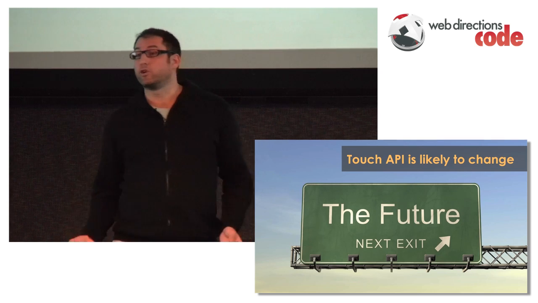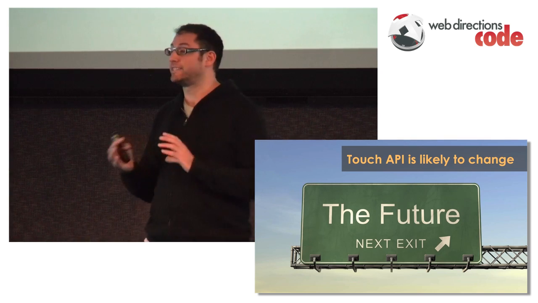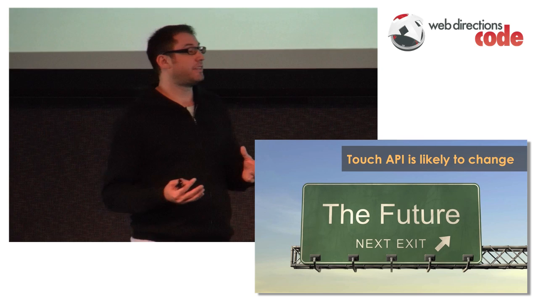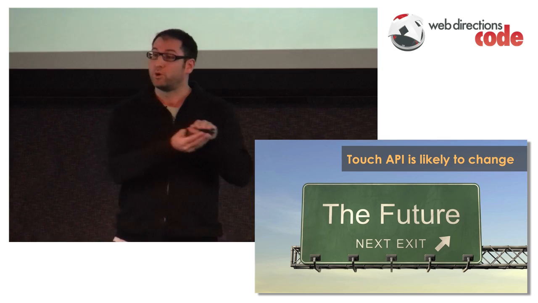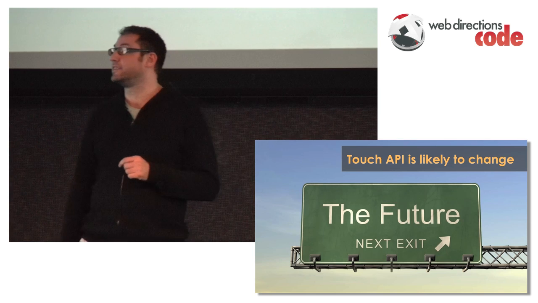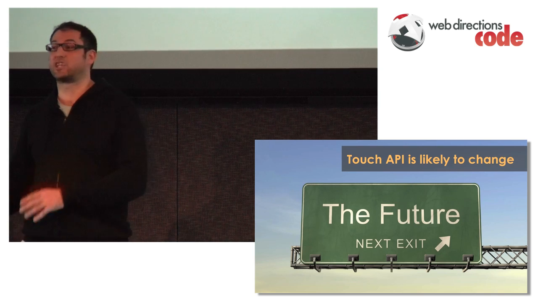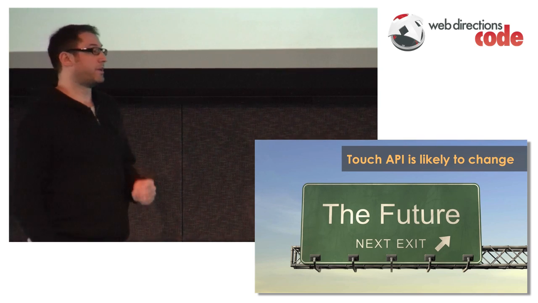W3C has created a working group to understand what the patents actually mean for the Touch API and what impacts they're going to have on that. They have said that they want to keep pushing on with the Touch API as it stands now, but there's a legal review underway to understand what that actually means from an API standpoint.